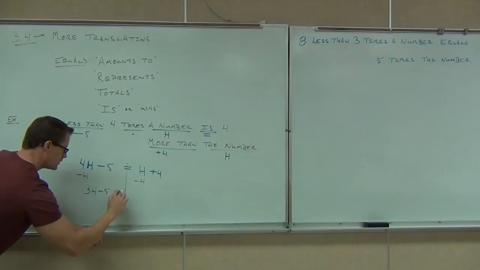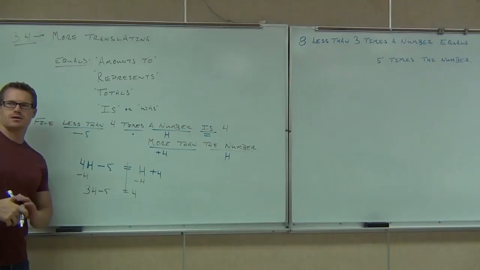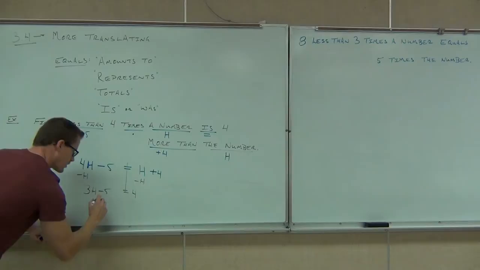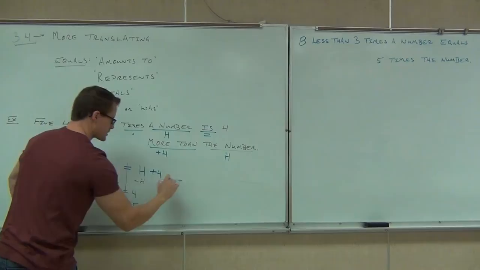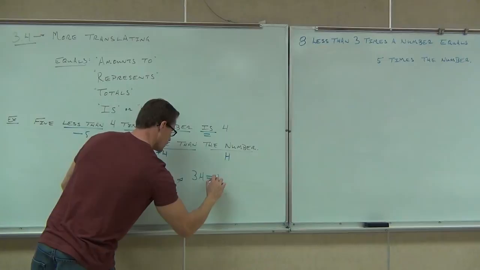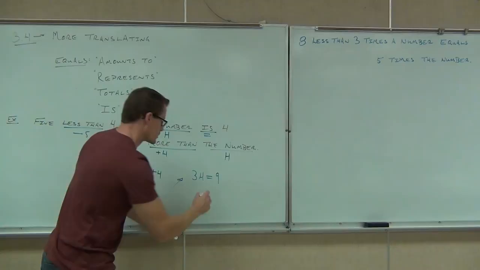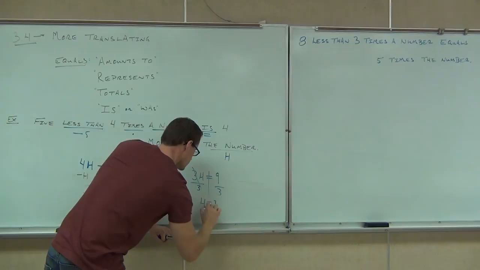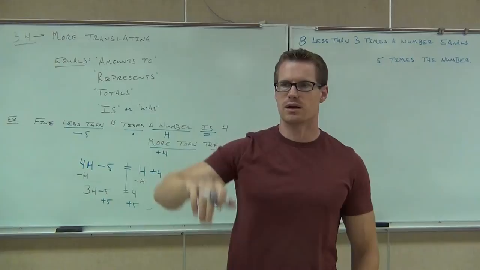3h minus 5 equals 4. And the next step? Good, so constant term, we're getting rid of that. I'm going to have to move over here. I don't want to run out of space. We're going to have 3h equals 9. Our last step is always to divide if we have a coefficient. So we're going to divide by 3 on both sides. H equals 3. Raise your hand if you got H equals 3. Good deal, okay.